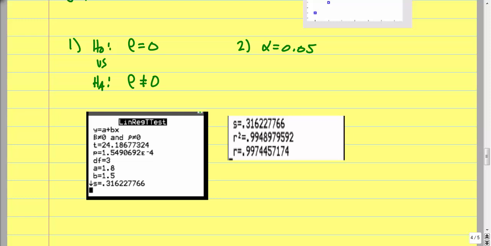Okay, so step 3 would be to go ahead and calculate our test statistic. Now for the critical value approach, we just used R. For our test statistic here, let's go ahead and look at 24.187. That's a huge test statistic.